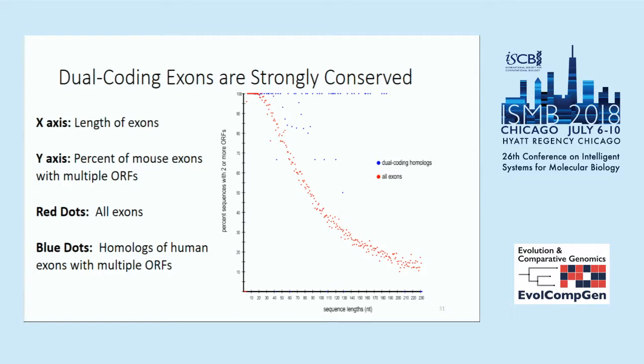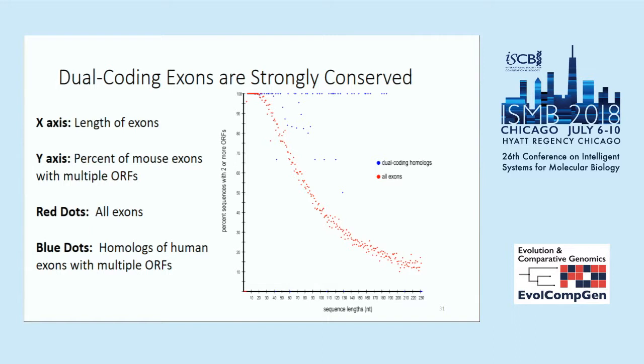So in this graph, we have on the x-axis the lengths of exons, and on the y-axis we have the percent of mouse exons with multiple open reading frames. So every point on this graph represents a mouse dual coding exon. Now the red dots are exons that have some human homolog. Maybe that human homolog has multiple open reading frames, maybe it doesn't.